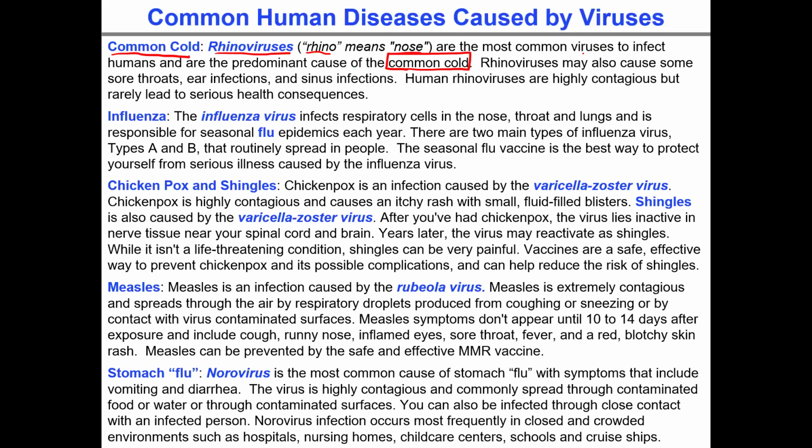Again, what it's going to do, it's a viral infection, and it is going to cause sore throats, ear infections, sinuses, things like that. It is highly contagious, and one of the big reasons why it's so contagious is, remember, that virus is looking for hosts in order to reproduce.